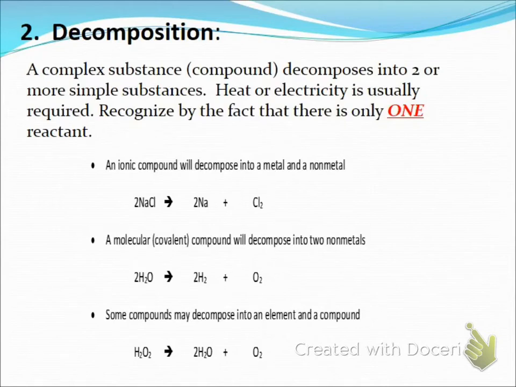Okay, so there's three kinds. A while ago we said if you had a metal and a nonmetal, you made an ionic compound. Well, guess what happens when you have an ionic compound and you decompose it? Metal and nonmetal. They're basically opposite.